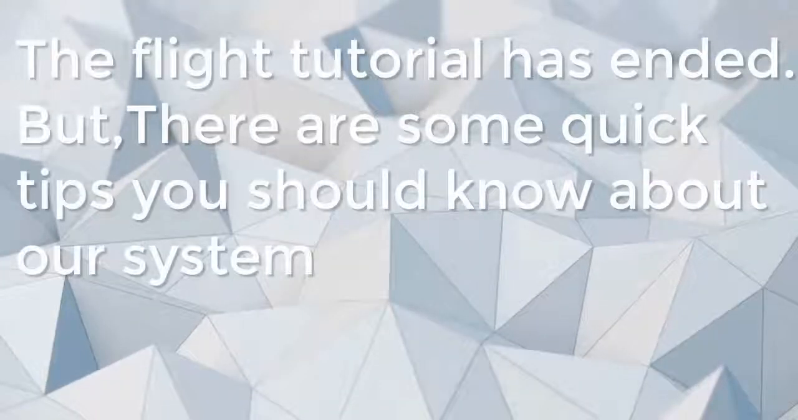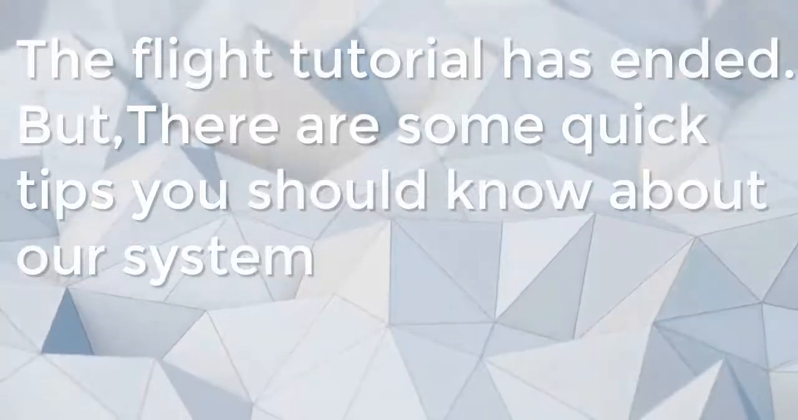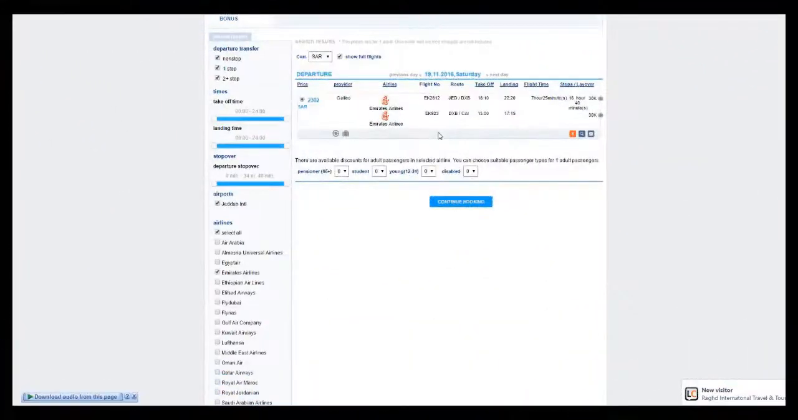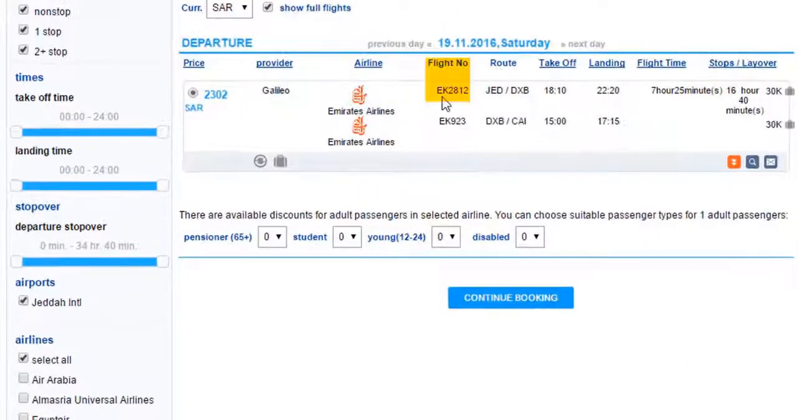The flight tutorial has ended. But there are some quick tips you should know about our system. When you choose a 4-digit flight like this, contact the help desk team to ensure that it isn't a Umrah flight. And this is only for any flight that has 4 digits, from or to Al Madinah and Jeddah airports.